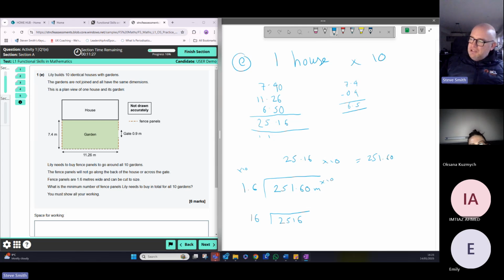So I don't know my 16 times table off the top of my head. So I'm going to go 16, 32, 48, 64, 80, 96. Let's hope that's enough for now. Okay, so 16's into 25 once. And out of my 25, from 16 to 25 is 9. So I'll slot in a 9 there.